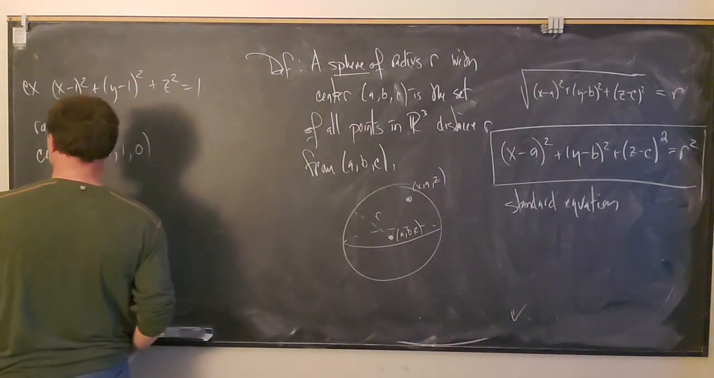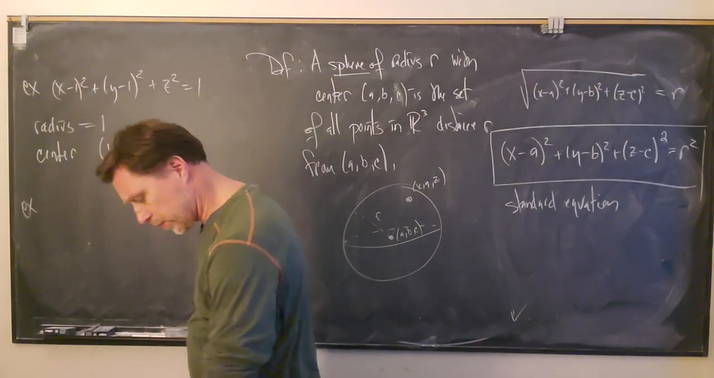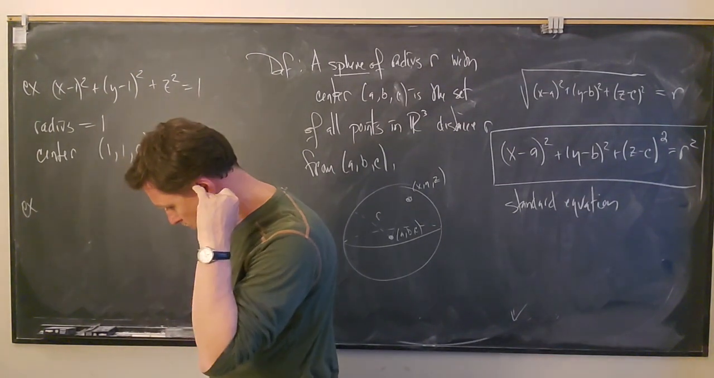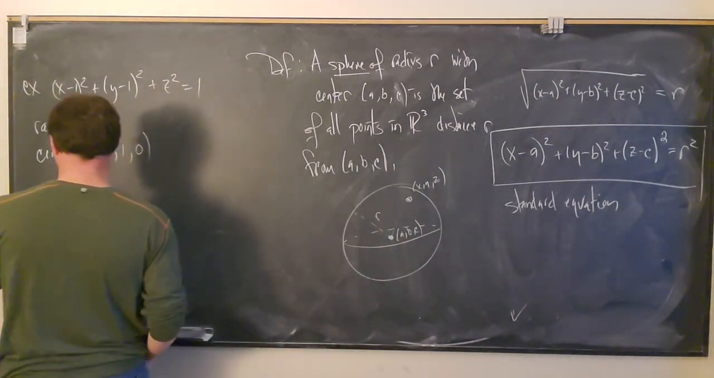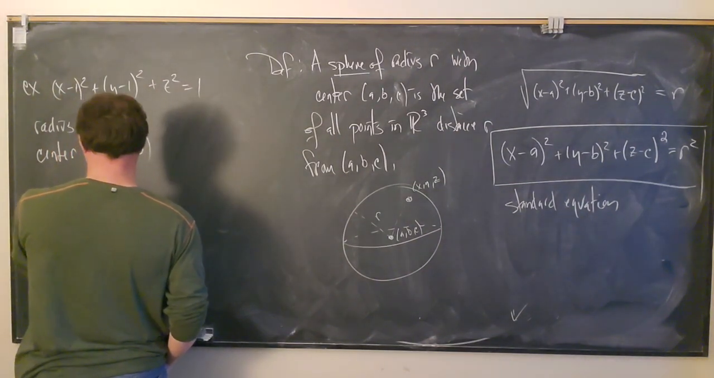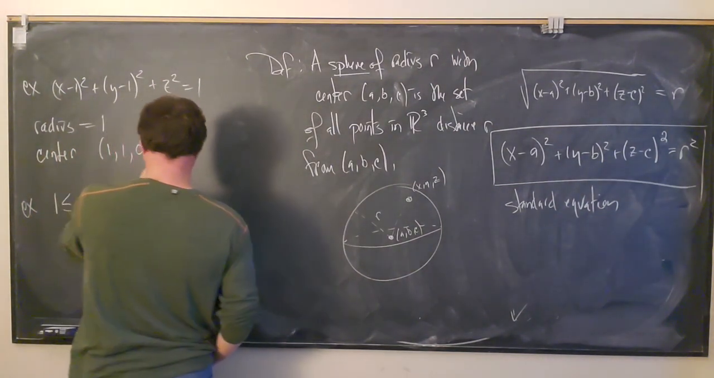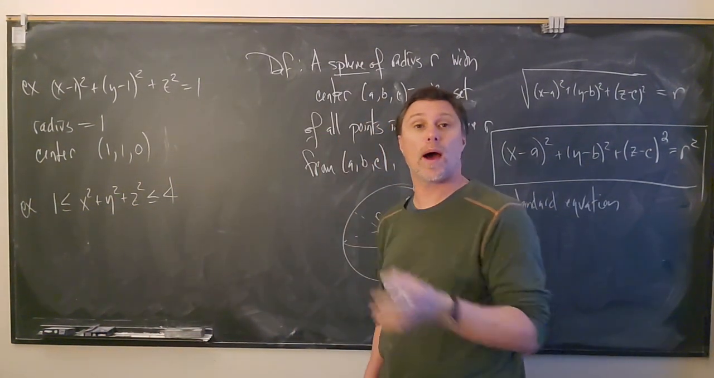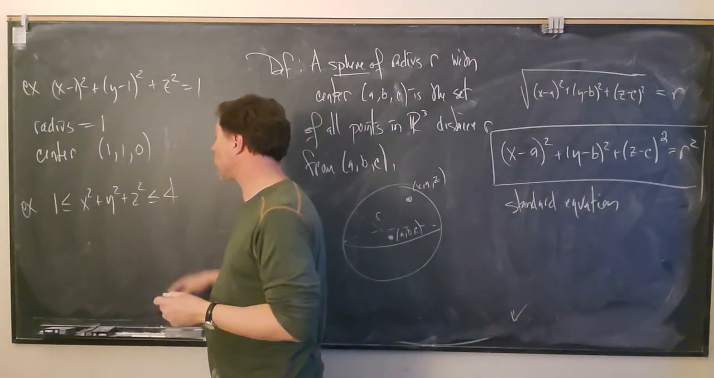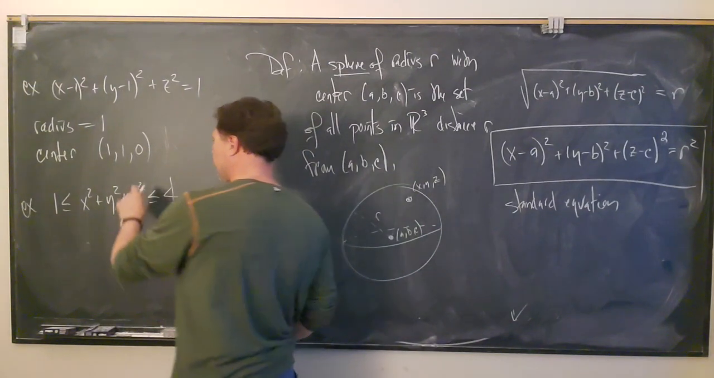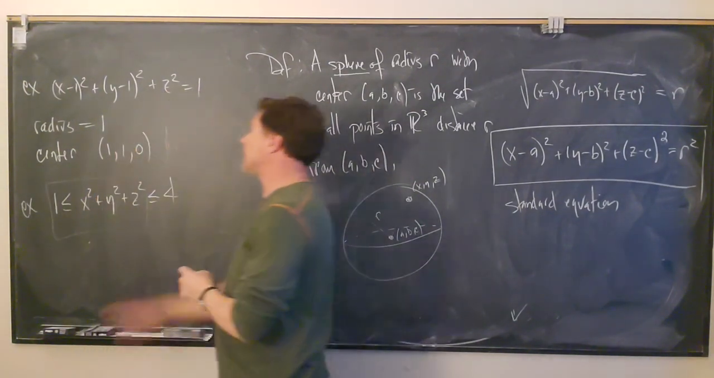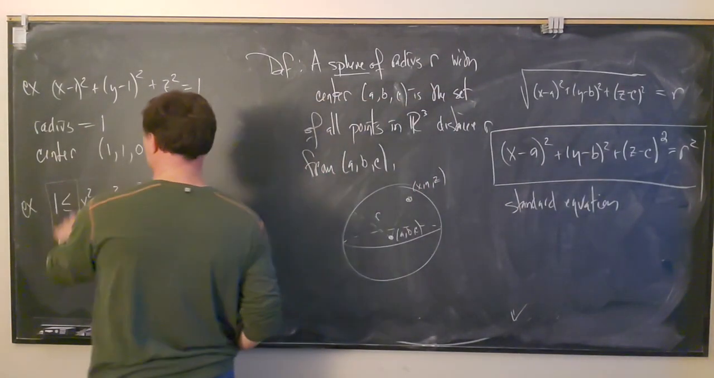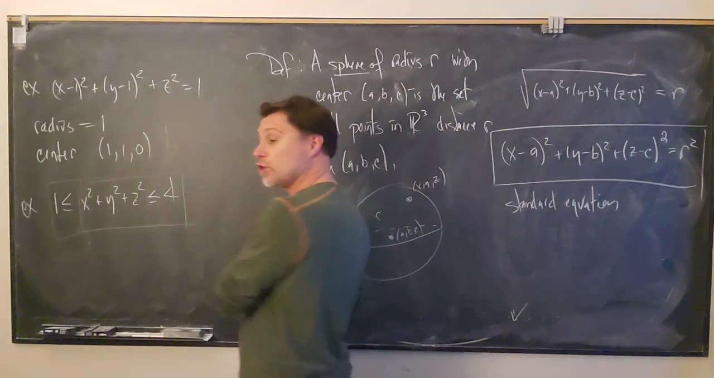Another example. And sometimes we'll be interested in regions rather than actual surfaces. So this one right here, 1 less than or equal to x squared plus y squared plus z squared less than or equal to 4. Okay, so we want all points (x, y, z) that satisfy this inequality right here. So if you look at the first half, what we need are points that lie outside the sphere of radius 1 centered at the origin. And then if you look at the second half, inside the sphere of radius 2 centered at the origin.